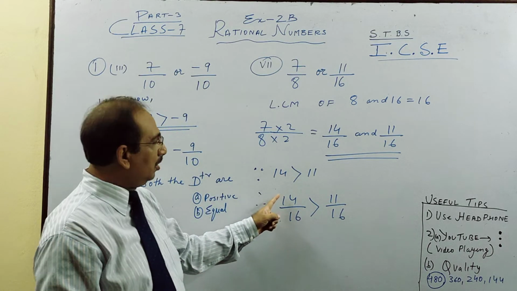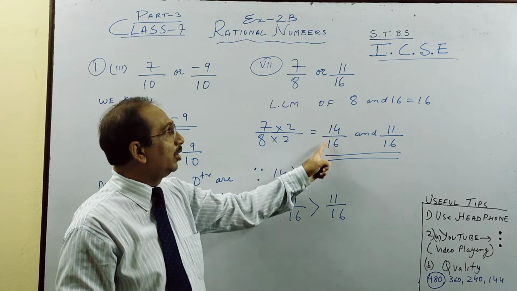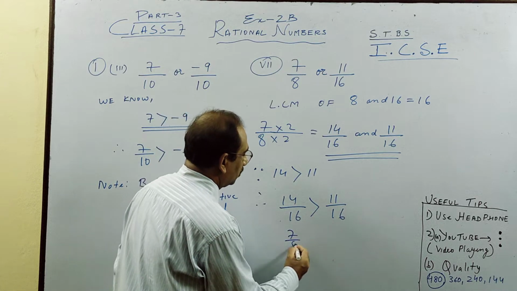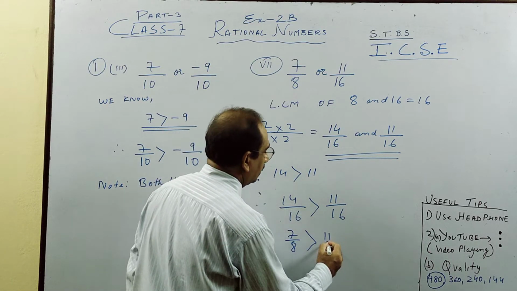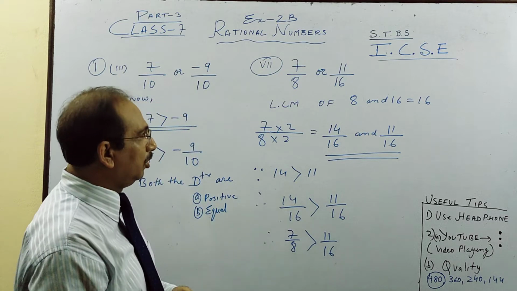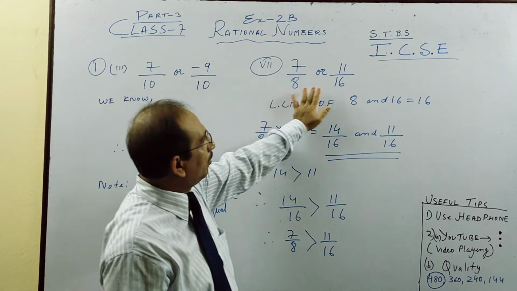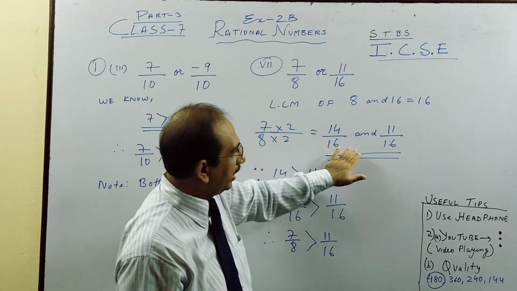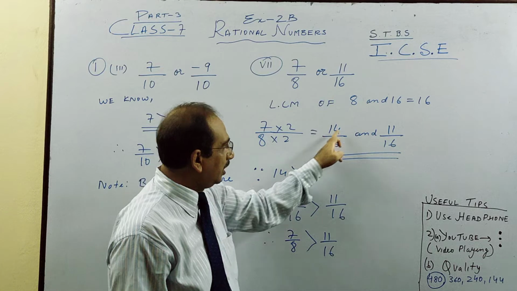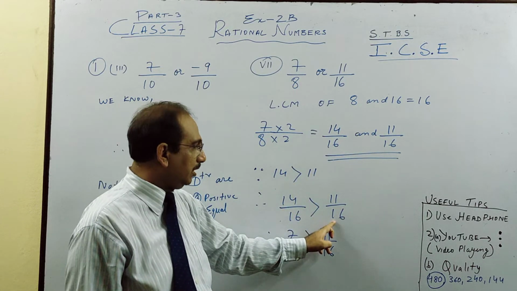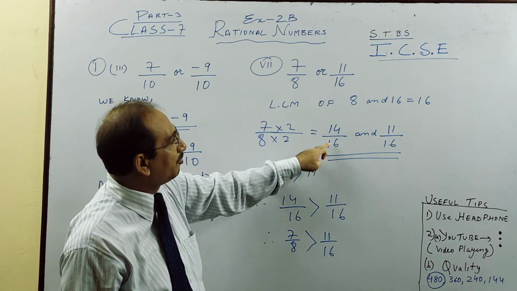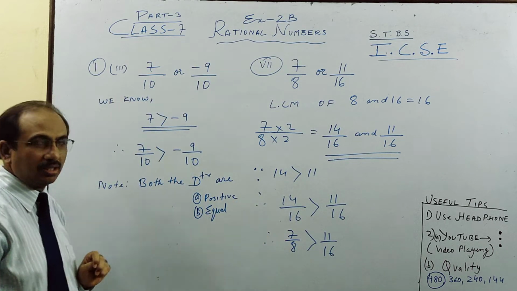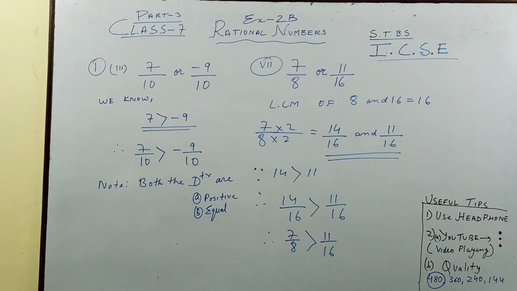But children, you know, 14 by 16 is not my original fraction. What is that? 7 by 8. So 7 by 8 therefore is greater than 11 by 16. Once more, we take the LCM. They are both positive, so we start with the LCM. The smaller one we multiply, we make the denominators equal. See which one has the greater numerator, that fraction is greater. But 14 by 16 is not my original fraction. My original fraction is 7 by 8. So please pause and copy, then we move on to the next sum.